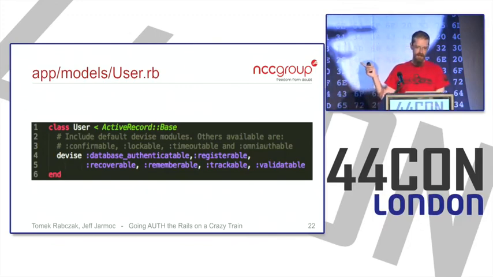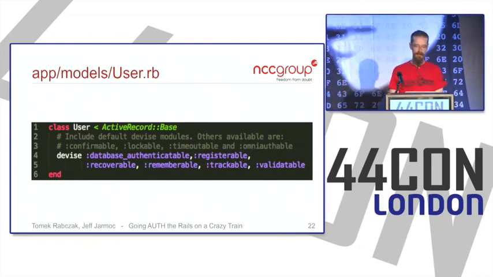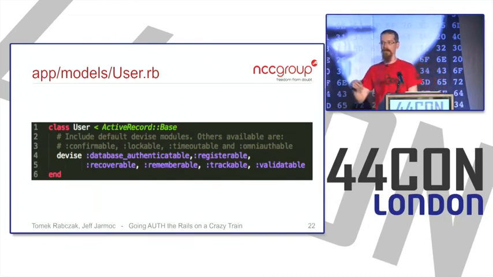Some of the ones that aren't enabled by default: Confirmable will send the user a confirmation email after they register before their account's active. Lockable locks out on failed login attempts. Omniauthable, I mentioned there, provides some callbacks into OmniAuth if you want third-party authentication.